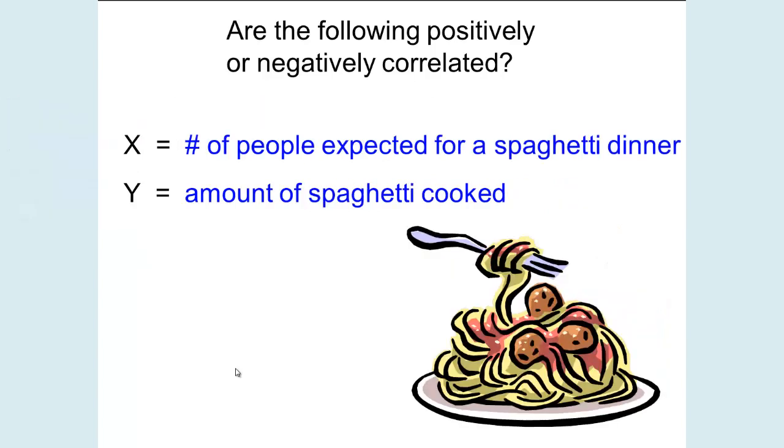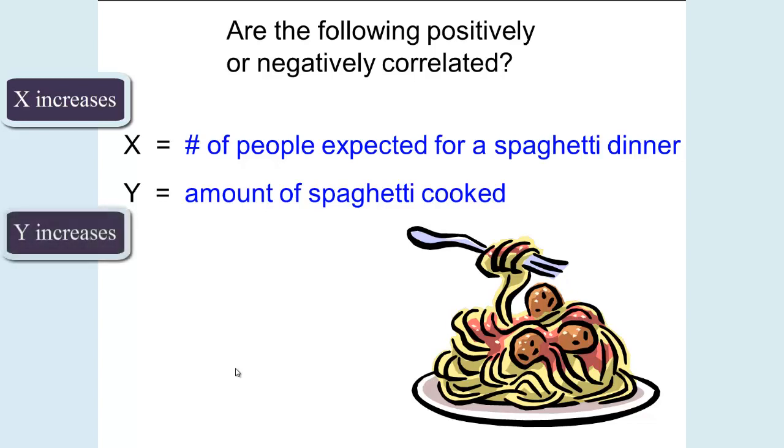Are the following positively or negatively correlated? X is the number of people expected for a spaghetti dinner. Y is the amount of spaghetti cooked. The more people we expect for dinner, as X increases, what should Y do? The amount of spaghetti cooked should also then increase. X increases, Y increases. We are positively correlated.